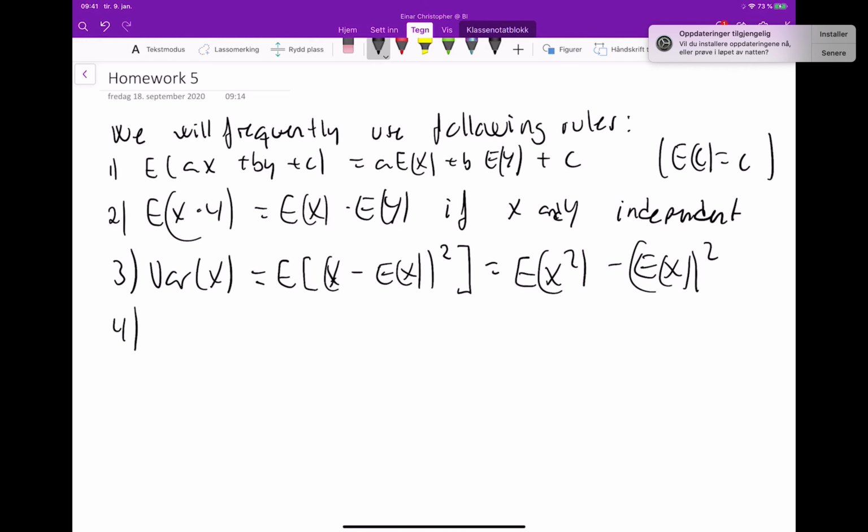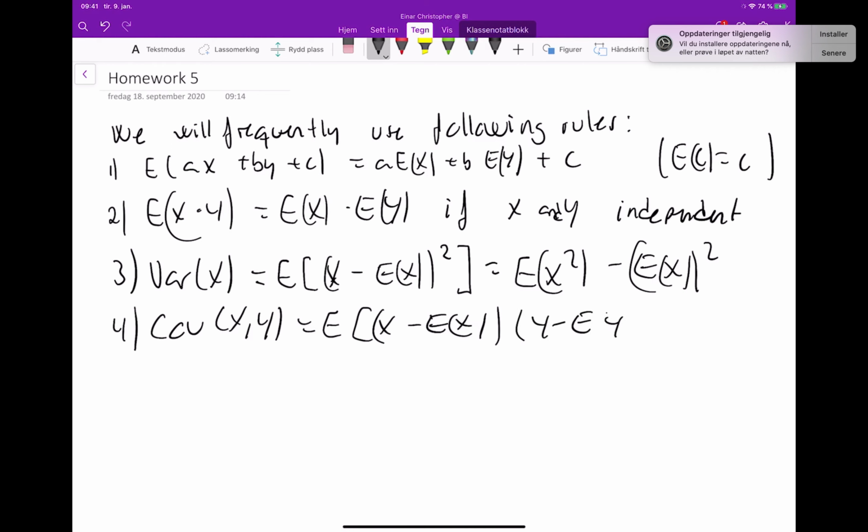And lastly, 4, the covariance of x comma y is equal to the expectation of x minus the expectation of x, like this, times y minus the expectation of y, like this.